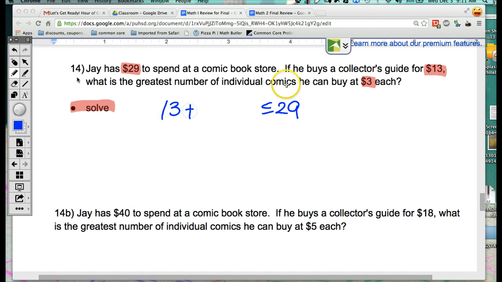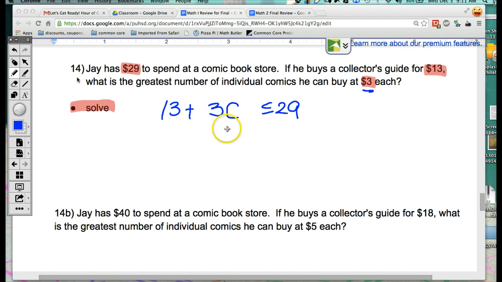And then now, all the other comics are going to cost $3 each. Okay, so then if you buy one, it's $3. If you buy two, it's $6. If you buy three, it's $9. So how would you express that as an equation? I would say it's 3 times C. C for comic book, okay?